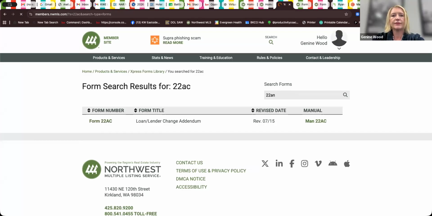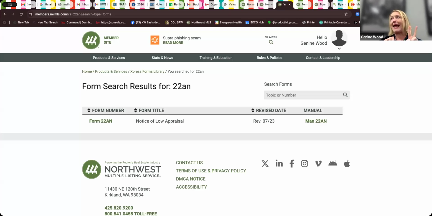Form 22AN. Now, you will also not use Form 22A, financing contingency, and 22AA, appraisal contingency, at the same time. If you don't have financing, but your buyer wants an appraisal contingency, then you don't use 22A, only use 22AA, okay?